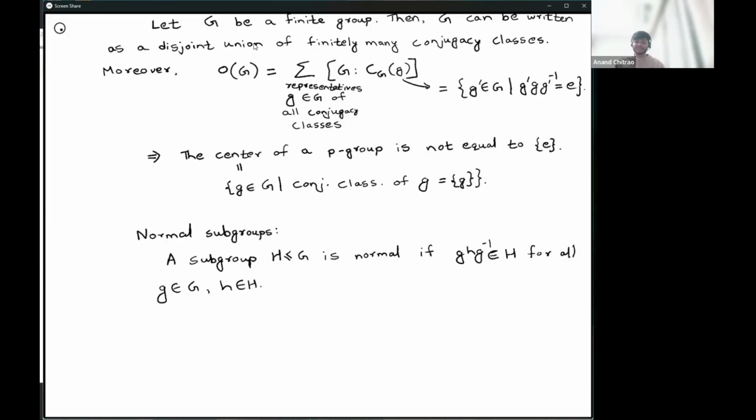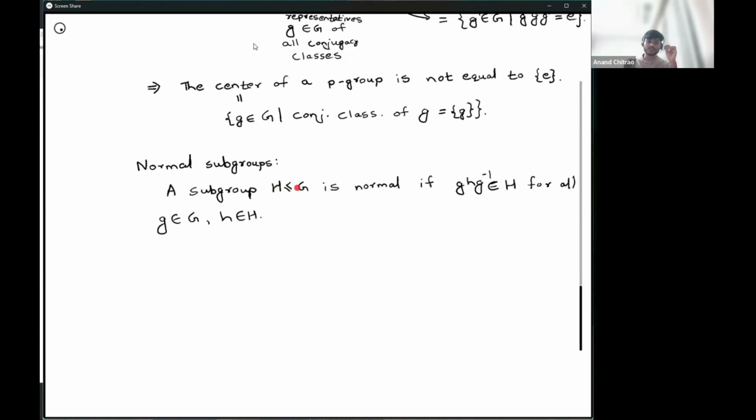So what does this mean? This means that the subgroup H is a union of conjugacy classes of G. This is denoted by this symbol, H triangle with a possible equality, G.